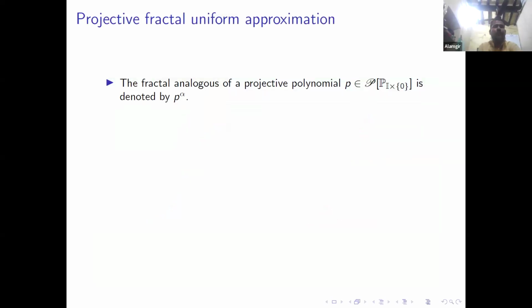Now, projective fractal uniform approximation. We have seen that if we consider any continuous function from the space of continuous functions on the real positive interval, then we can approximate that function by a fractal version of that function. Similarly, if P is a polynomial that satisfies some certain condition, then we can approximate P by some fractal function, which is denoted by P_L.